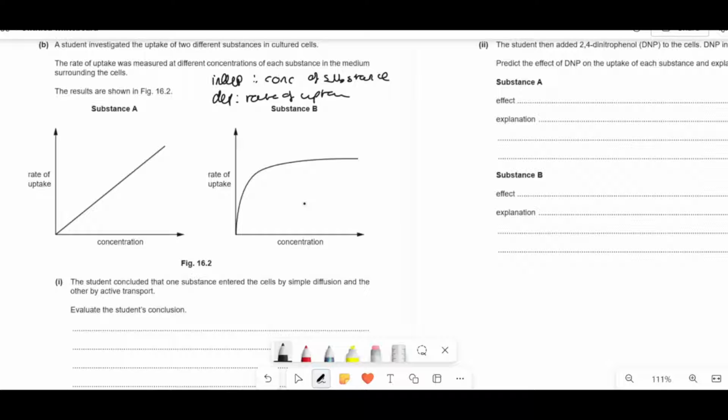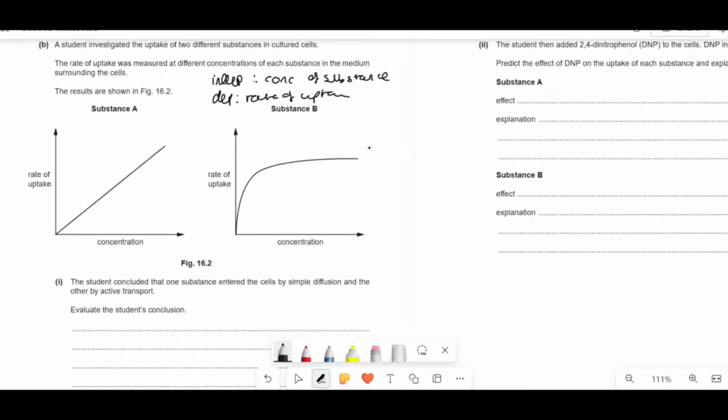Just take a second to quickly describe to yourself what's happening one by one and then between each other. So here, as the concentration goes up in substance A, the rate of uptake increases, and it goes through 0 and it's a straight line, so it's proportional. Whereas in the second one, the rate of uptake increases with concentration and then starts to level off and become constant. So you could say it plateaus, but you need to hint to the fact that it's becoming constant. People just say plateau and leave it there.